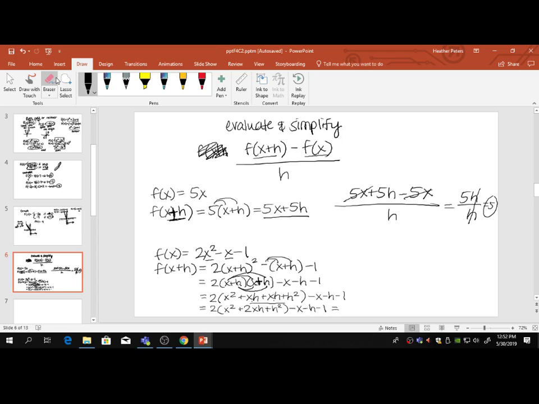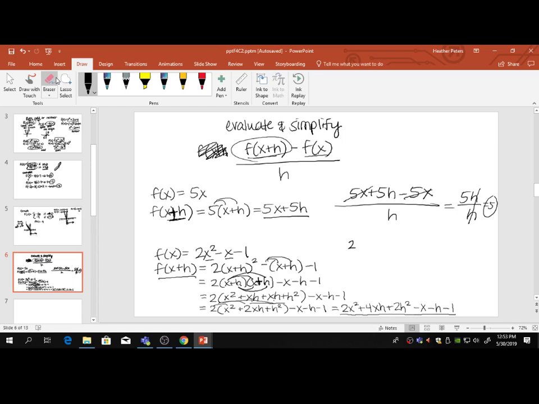Okay, and then I can distribute this 2 to the parentheses, so I get 2x squared plus 4xh plus 2h squared minus x minus h minus 1. Okay, so that's f of x plus h. Whew. So that's what I'll plug in here.